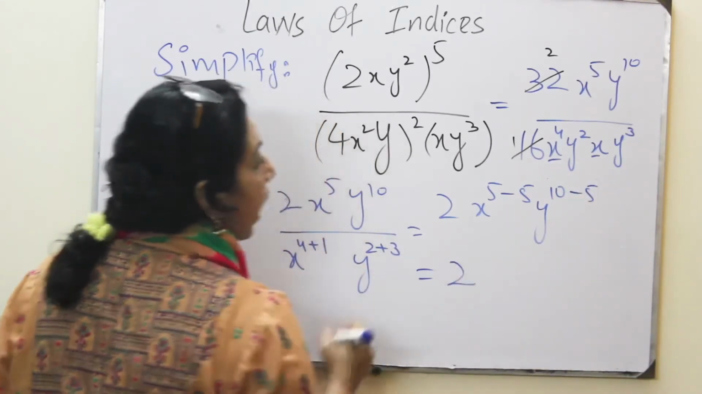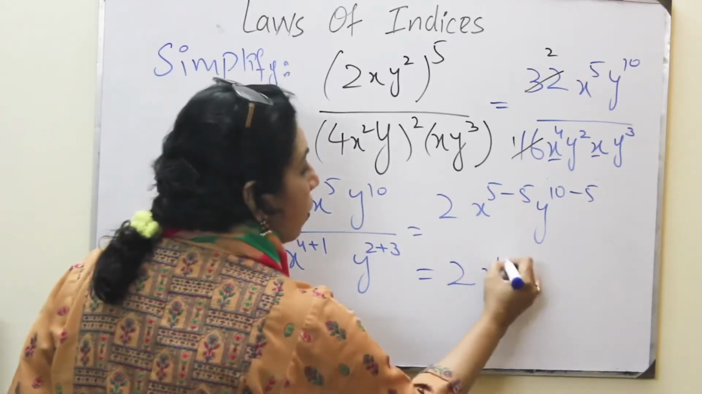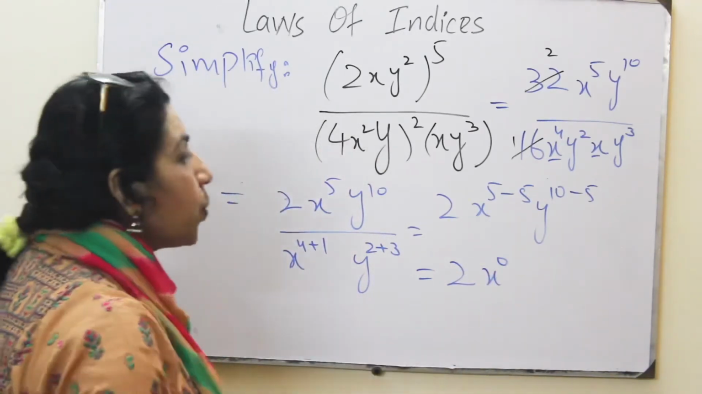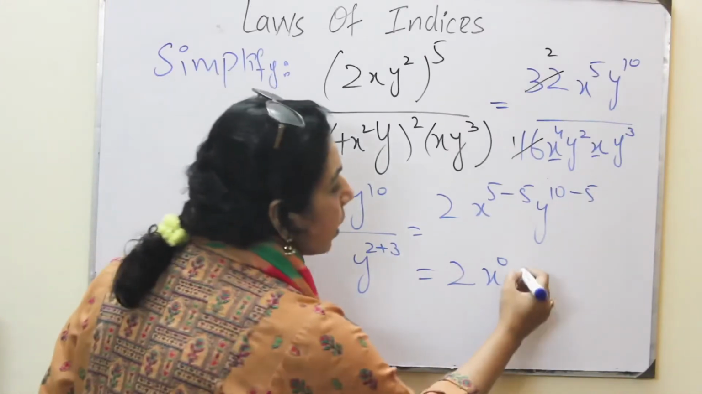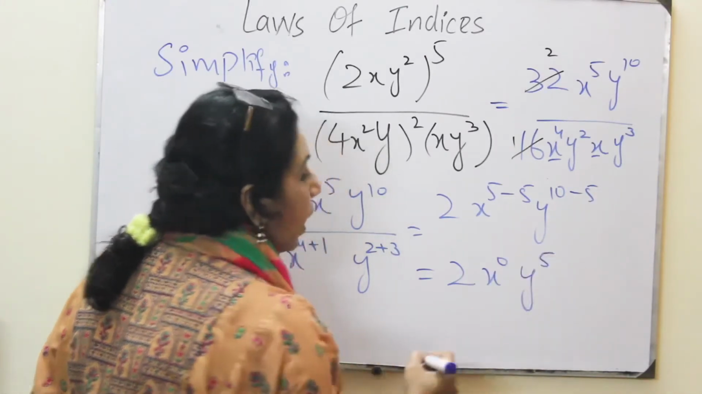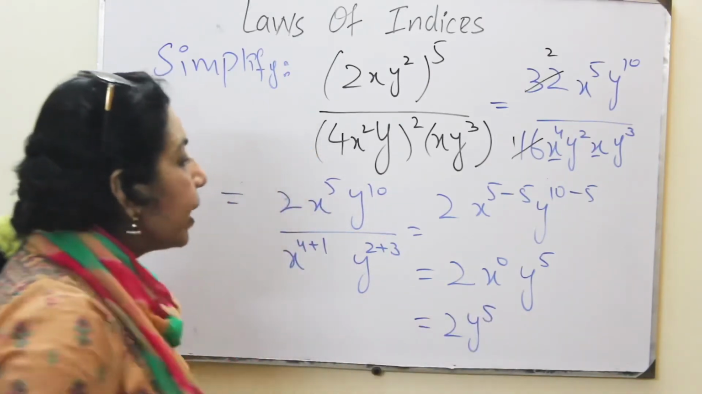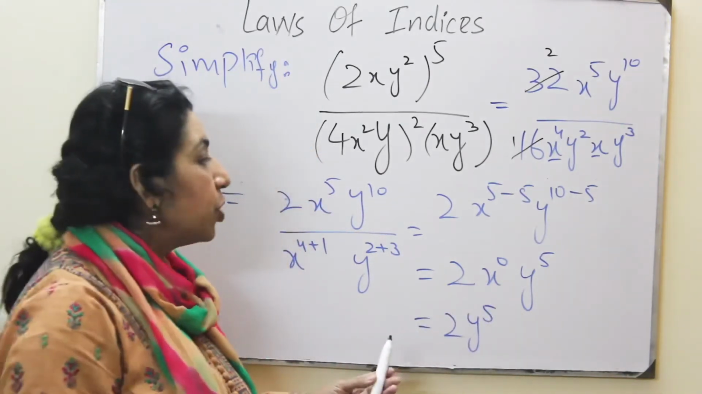Final answer is x power 0. Anything raised to power 0 is 1. This is basically the 6th law, you can say. So our final answer will be 2y raised to power 5, as x raised to power 0, or anything raised to power 0, becomes 1.